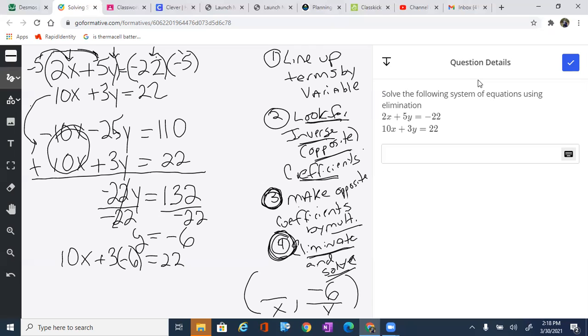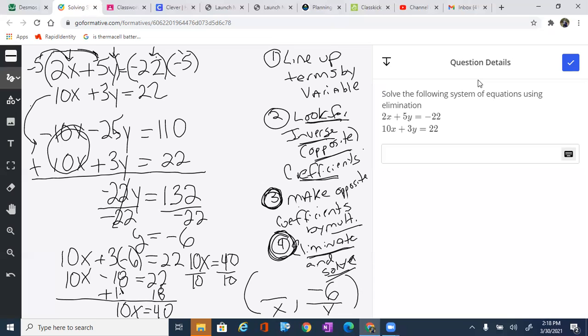And from here, we just solve. So 10x, 3 times -6 is -18, equals 22. I'm going to add the 18 over. That is going to bring us to 10x equals 40. 22 plus 18 is 40. And then I'm going to divide by 10. And when I divide by 10, x comes out, and that gives us the answer 4. So our solution should be (4, -6).